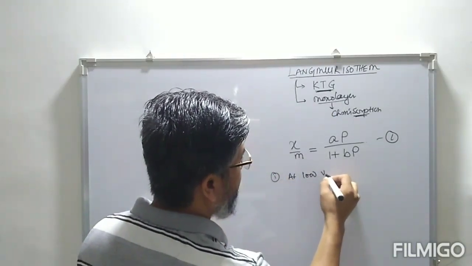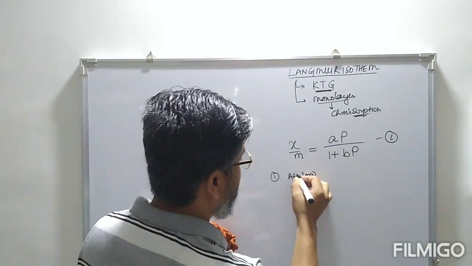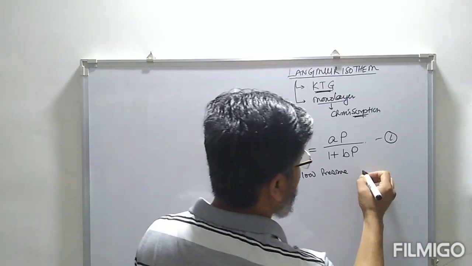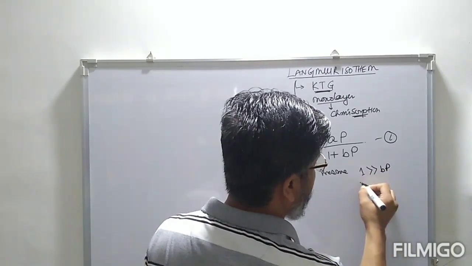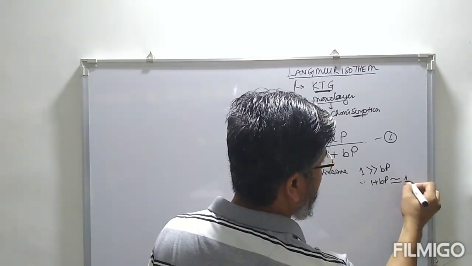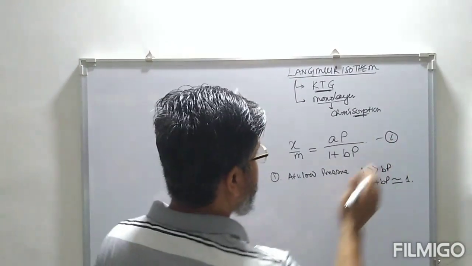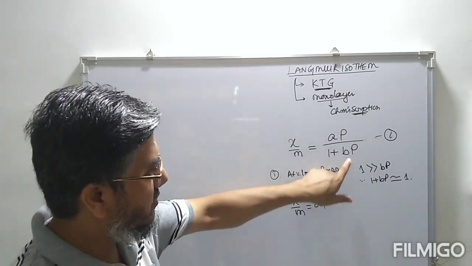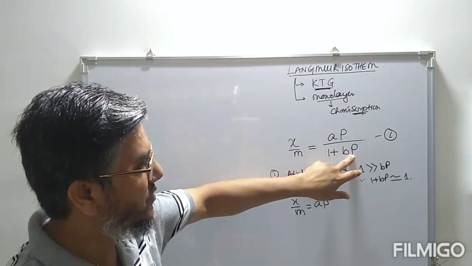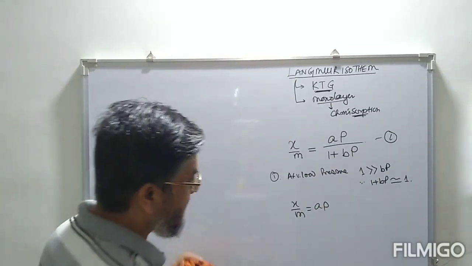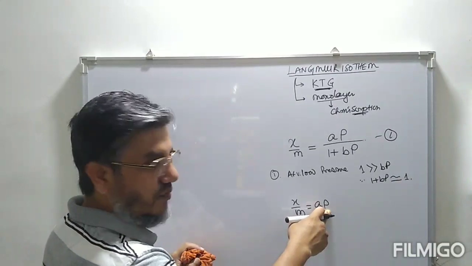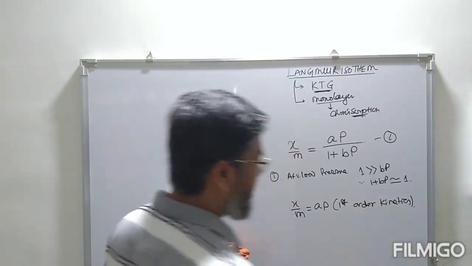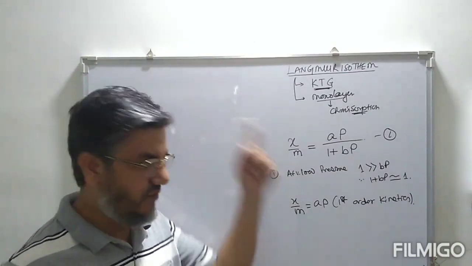At very low pressure, when the pressure is very low, the term bP will be very small. So 1 is much greater than bP. So therefore 1 plus bP is approximately equal to 1. So at very low pressure, from equation 1 we have x by m is equal to aP. So at low pressure, the product of b and P is very small. So 1 plus bP is approximately 1. So therefore x by m is equal to aP. So look at this, x by m is directly proportional to P. And this is first order kinetics. So low pressure follows first order kinetics. So simply this is again something similar to that of Freundlich isotherm.